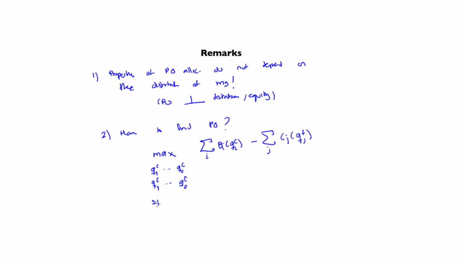Subject to feasibility, which means that the sum of the QIC is equal to the sum of the QJC. Now, strictly speaking, you need to use a Lagrange multiplier to deal with the constraint, but go back to your knowledge of Unit 1. You can simplify this by substituting the value of one of the Q's using the equality constraint, plugging it back here, and then solving the maximization problem with respect to that.